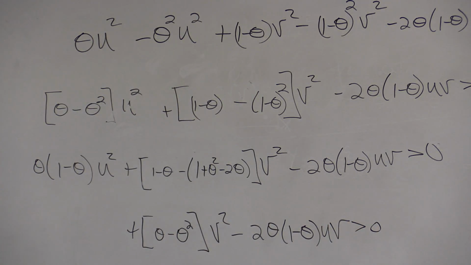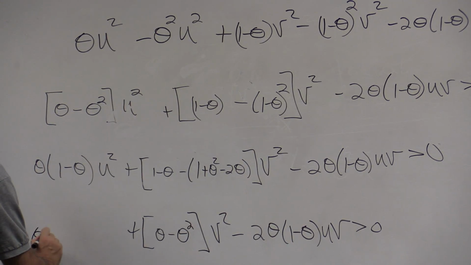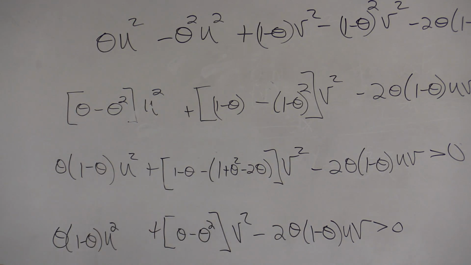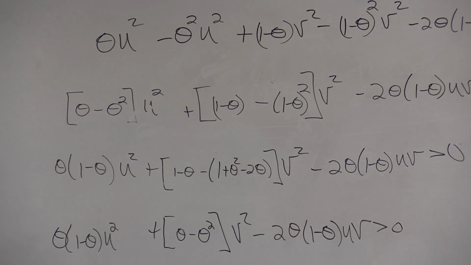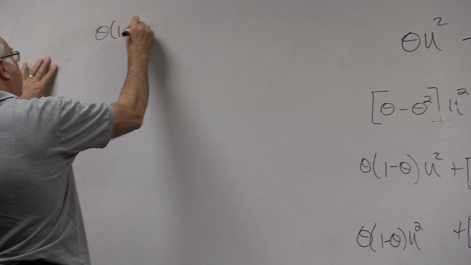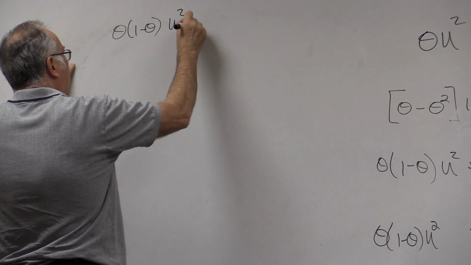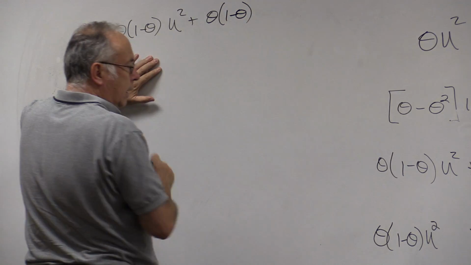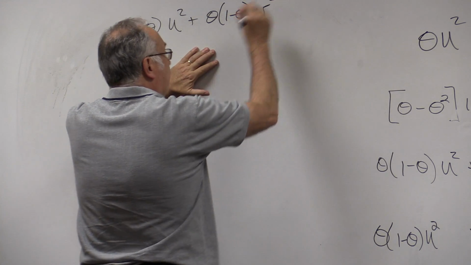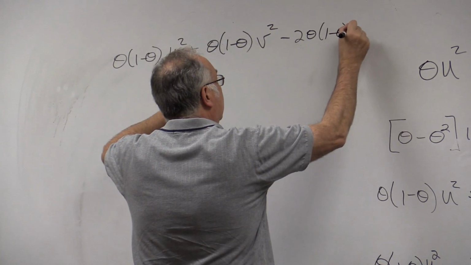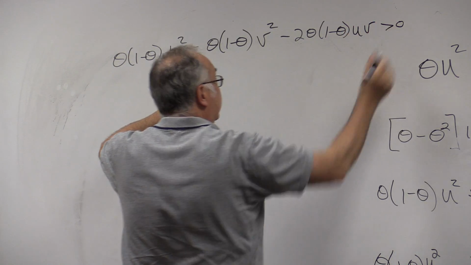Okay. Now, let's not forget this term here. Theta times 1 minus theta u squared plus that. Now we factor out the theta here. And this becomes theta times 1 minus theta. There we go. So finally, the final simplification is this. Theta times 1 minus theta u squared plus theta times 1 minus theta times v squared minus 2 theta 1 minus theta uv. Is that greater than 0?